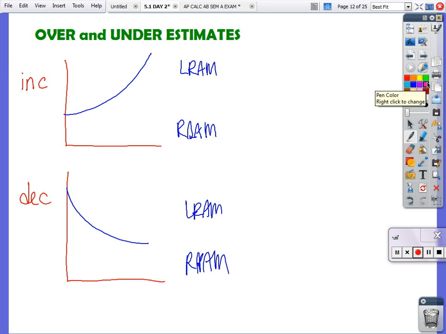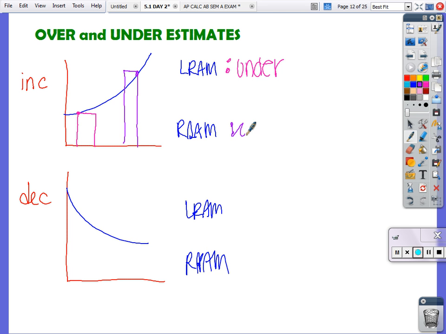If I draw myself an LRAM anywhere on my increasing graph, doesn't matter where, every single one of you would have the same answer: your rectangle should always be underneath the curve. So if you drew all of them, you'll notice they're all underneath the curve. So your LRAM becomes an underestimate. Ramsey, put your head up all the way, please. Your RRAM, anywhere on the curve, pick a point, make it a right rectangle, not a left, and you'll notice it's on top of the curve. So your RRAM is an overestimate.